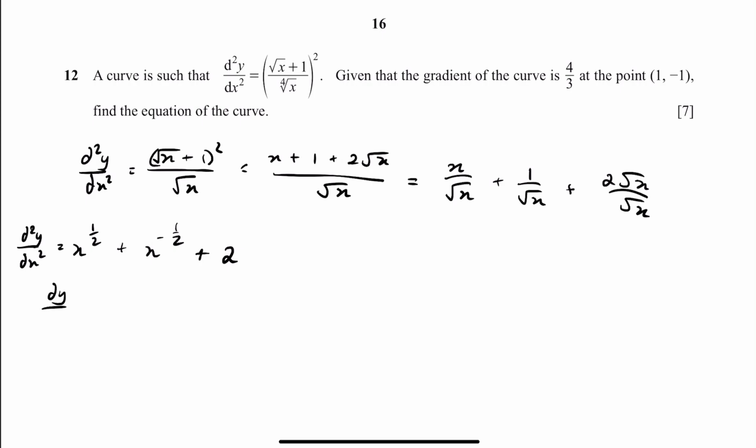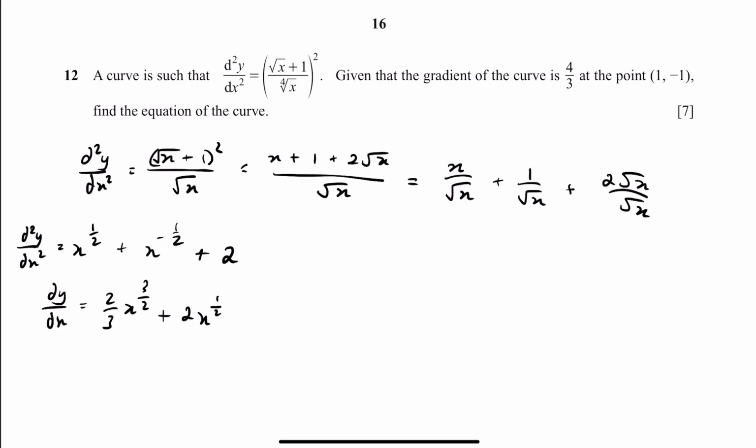Therefore, dy over dx, which is the integral of d squared y over dx squared, must be equal to, so let's just integrate. So raise the power by 1 and then divide by that power to get this for the first term. Same thing for the next term. You should get 2x to the power of half.